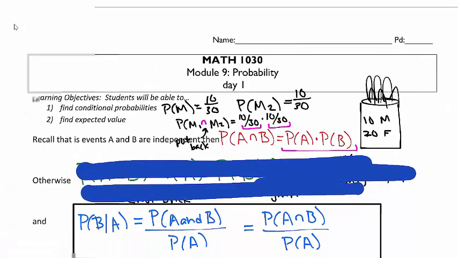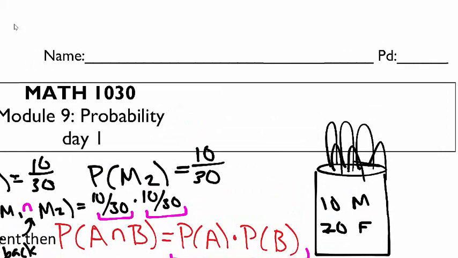Instead, however, if I had put one back, and I think I have it under here, but I'm just going to talk about it real quick. If instead I get a guy and I don't put it back, the chance of getting a guy is 10 out of 30.